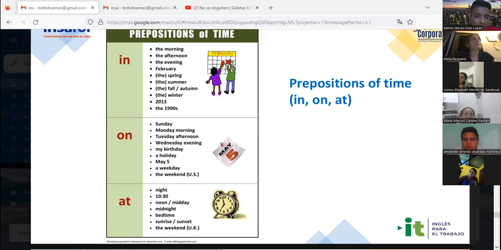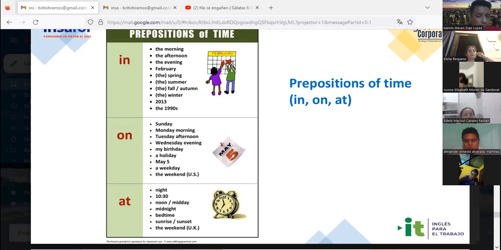At 11 p.m. Okay, at 11 p.m. That is bedtime for Clelias. At sunrise, cuando sale el sol. Sunset, cuando se esconde. Sunset.